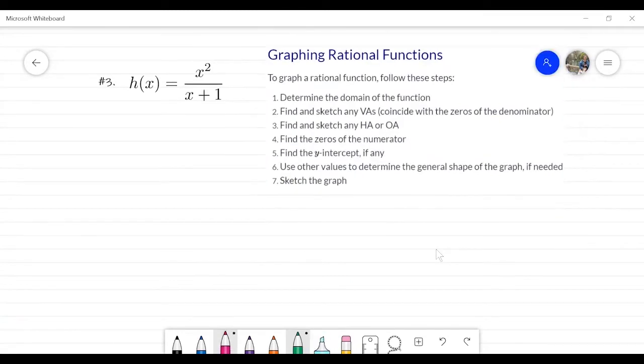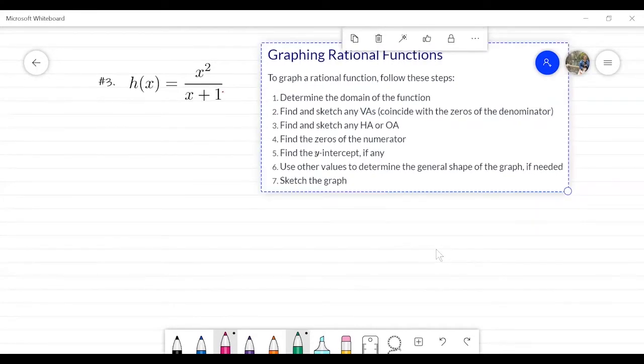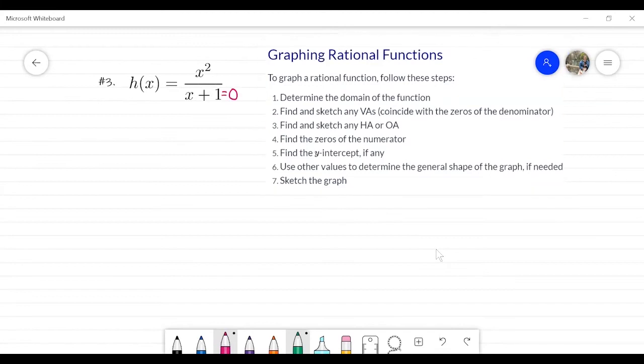So to start us off, again, remembering that these first two go together, we are going to work on them as a group. We're going to do that by setting our denominator equal to 0. Number 1, number 2. If x plus 1 is 0, that means x is -1, right? So this is a vertical asymptote.